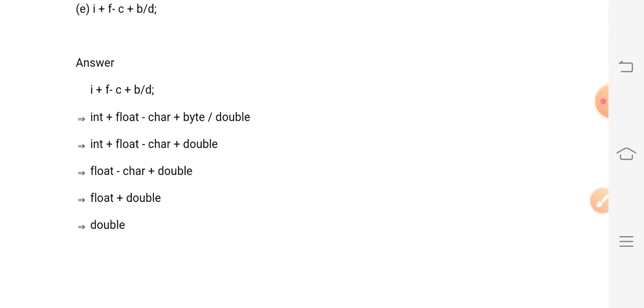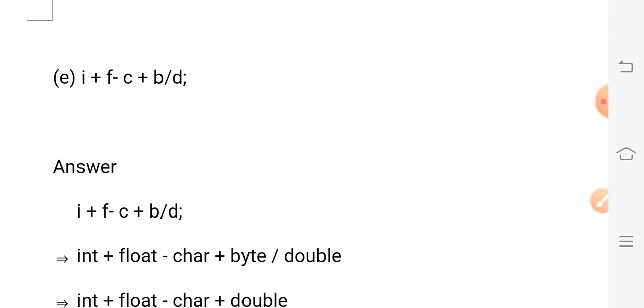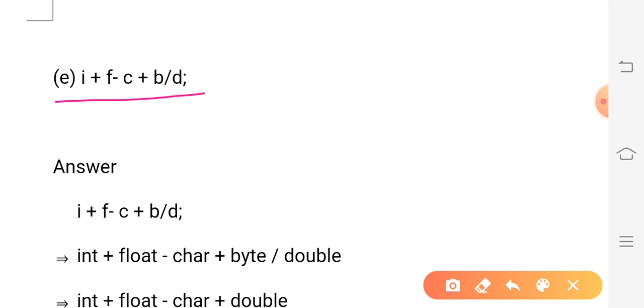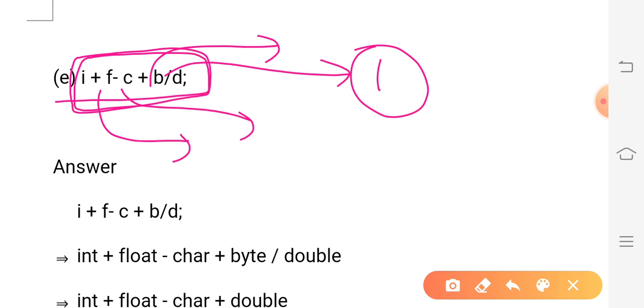Then after that your E part is again homework for you. 2 questions I am giving you as a homework. Do it yourself. Now this is E part. So here we are using how many operators? Plus, minus, plus and divide. So divide is having more precedence, so ये सबसे पहले सॉल्व होगा, ठीक है.